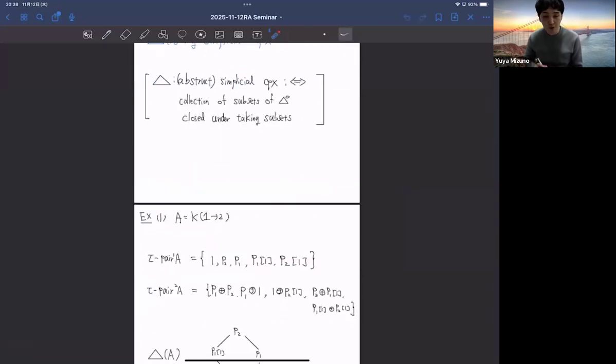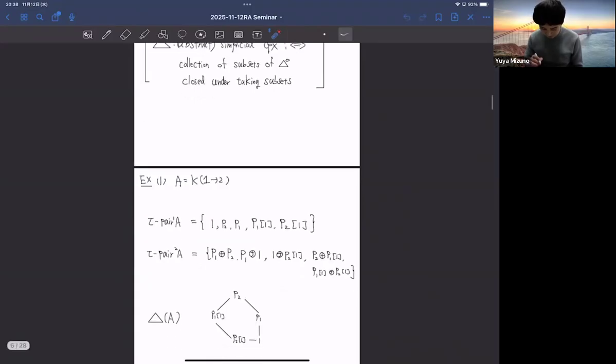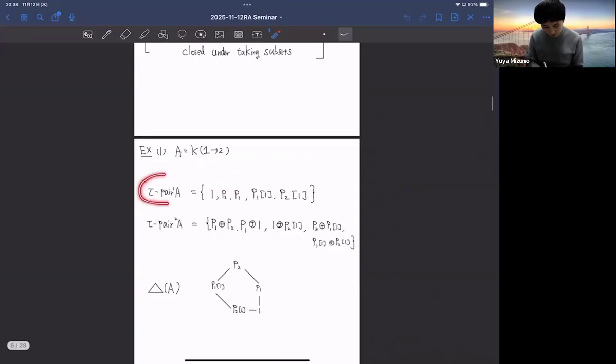So let's check with this previous example. We already know these tau-rigid pairs. Then the structure of the simplicial complex has the following shape.